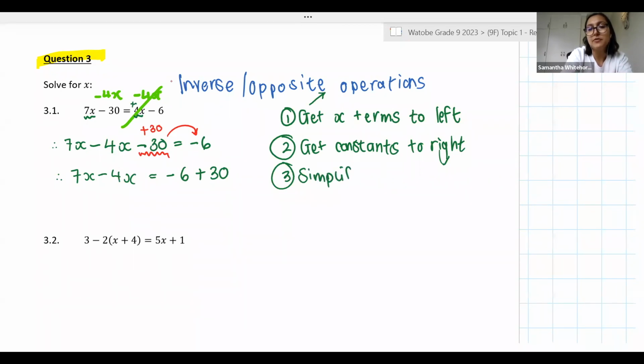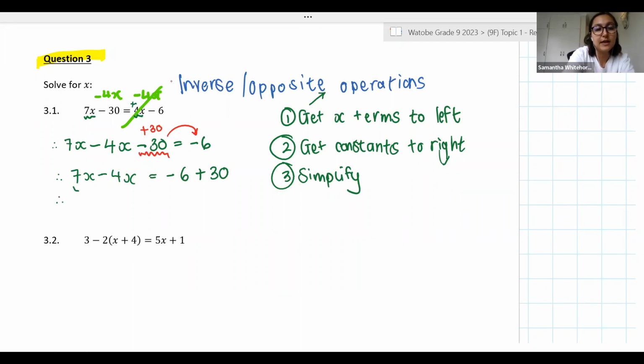Now, when I say simplify, this goes back to what we spoke about in our lesson on Tuesday. Simplification means looking for like terms, seeing what I can add and subtract. And because we've done the first 2 steps, we've already got all of the like terms together. I've got all the x terms on the left, all of the constants on the right. And so I've already grouped my like terms for myself. And so all I need to do now is just add or subtract.